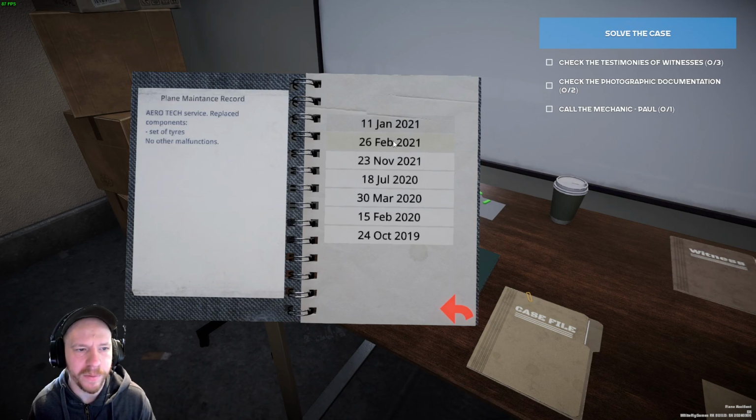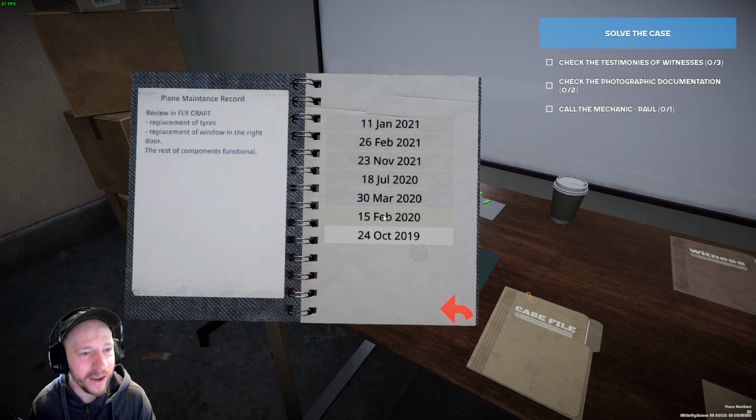Aerotech service, replace the components, set of tyres. Servicing in Aerotech, replace components, fuel line set, body control system, hydraulic system in the right side of the body. Servicing in Aerotech, replace components, all fluids, cockpit, heating system repair. Servicing in Aerotech, propeller replacement, excess mileage, replacement of steering lines in the left wing.